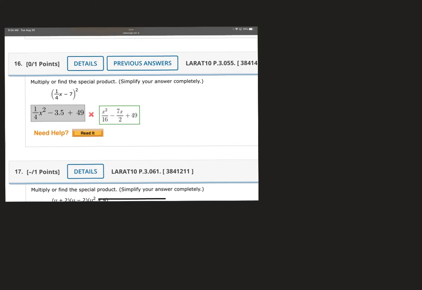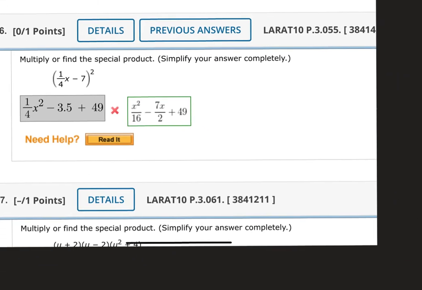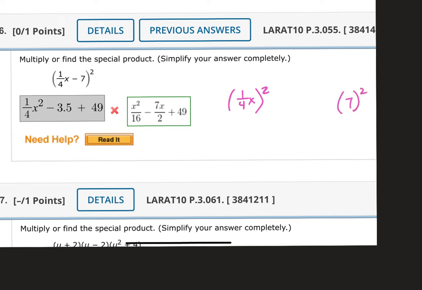All right, this is 16. So 16 is a special product. And yes, it has a fraction in it, but it's still a special product, right? So we do the square of the first term, 1/4 x squared. And then the square of the last term, we ignore the negative because it's always going to go to positive.